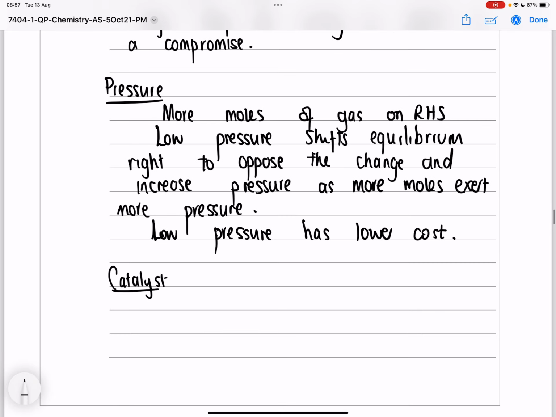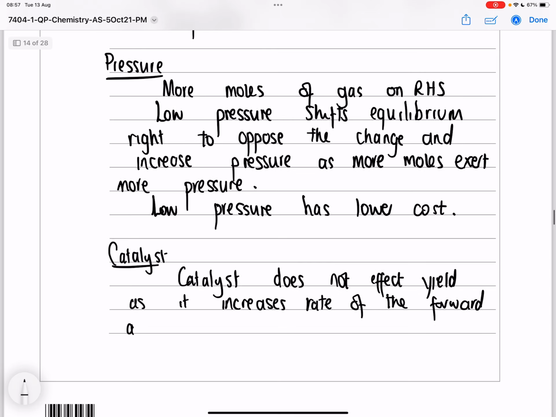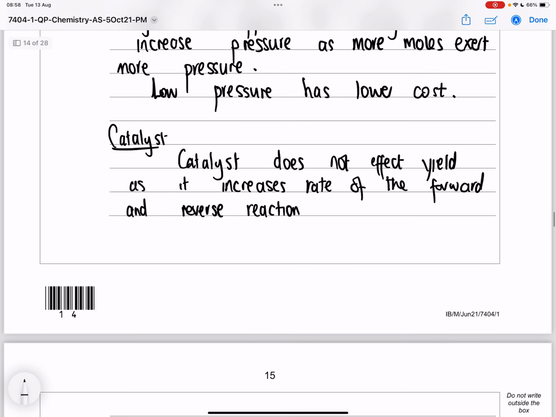So remember that a catalyst does not affect yield as it increases the rate of the forward and reverse reaction equally. Now this is a level of response and we may not need that bit, but before a level of response we want to make sure that we're hitting those top levels. So we're saying things that are relevant and that expand on our answer. So I am including that explanation there.